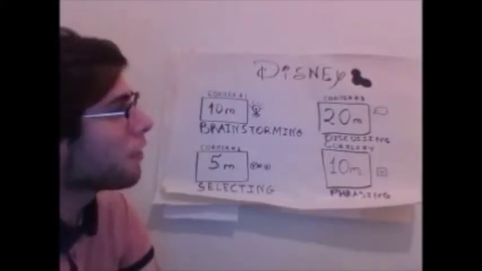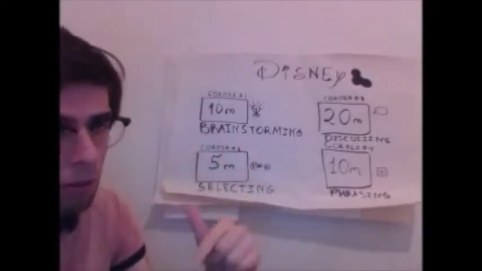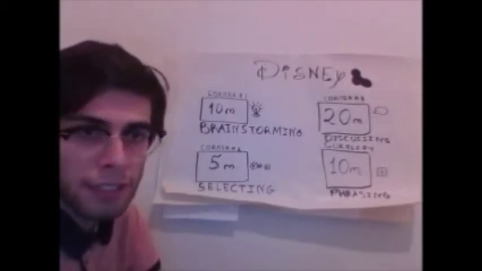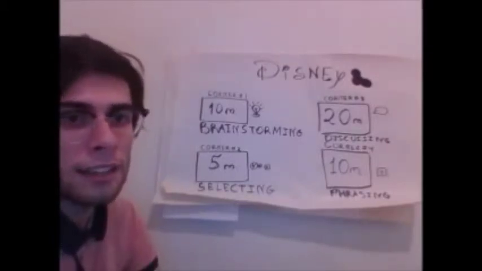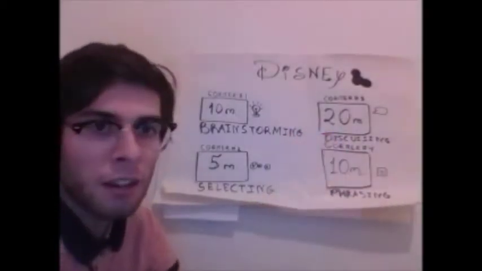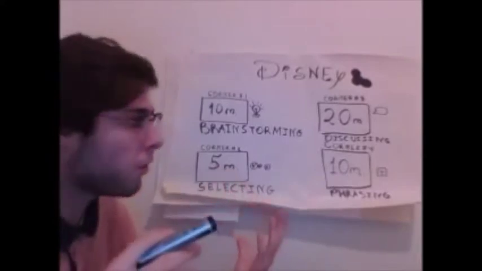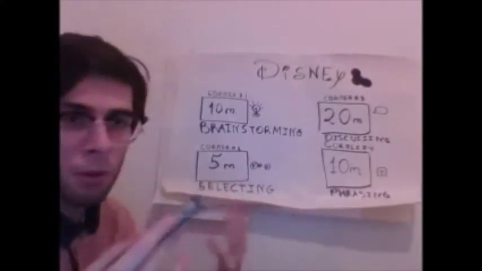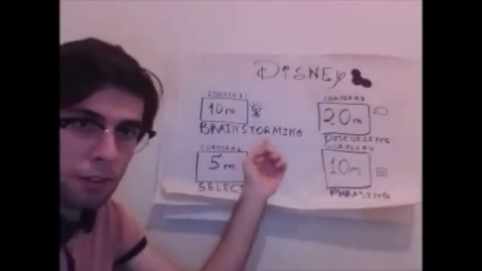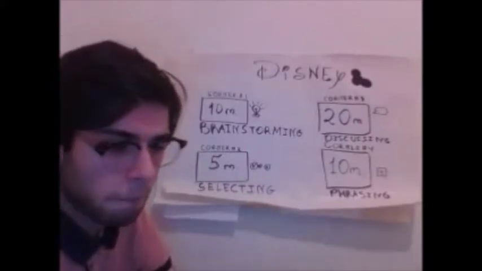After they are done with the discussing, they stand up and move to the 4th corner of the room, where they have 10 minutes to phrase the idea that they have agreed upon. Obviously, if they don't come up with a consensus on how they want the idea to look, then they don't move to the phrasing part. They move back to the brainstorming part or the selecting part and select a different idea.